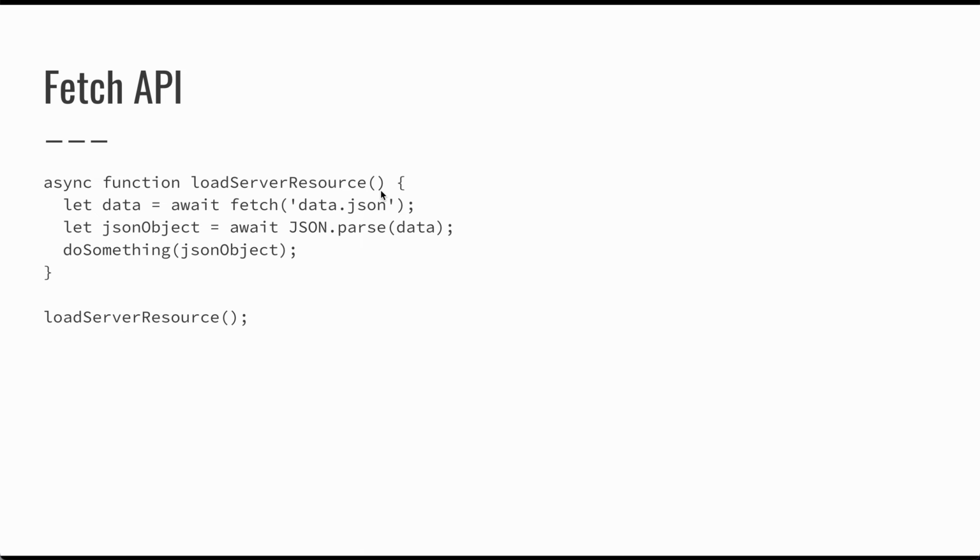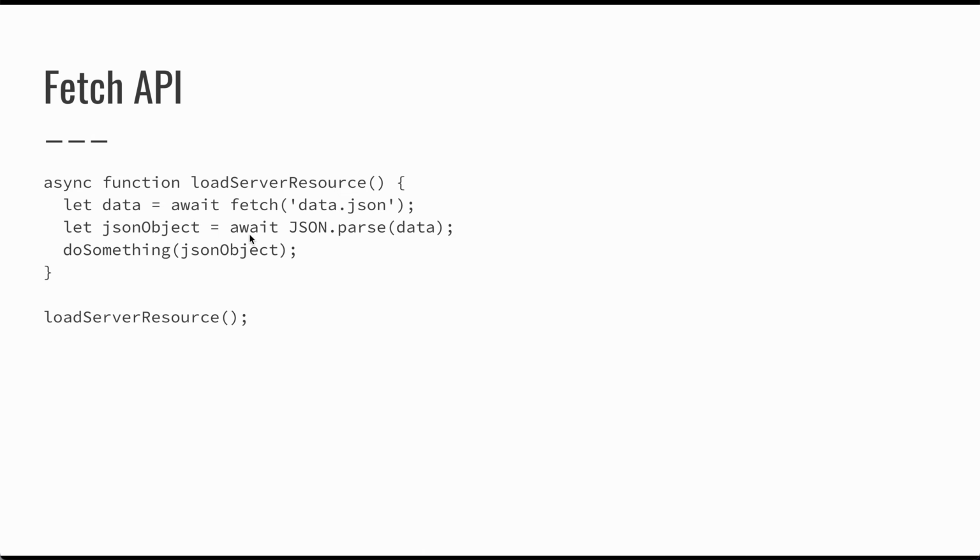If we want to load some particular server resource, maybe this is just a static file, we can say let data equal await fetch. So fetch is going to go off and get this particular resource. It's going to load it from the server, and then data is going to be the response that we get, and then we can parse that. So JSON.parse that data, and we are going to wait for that.